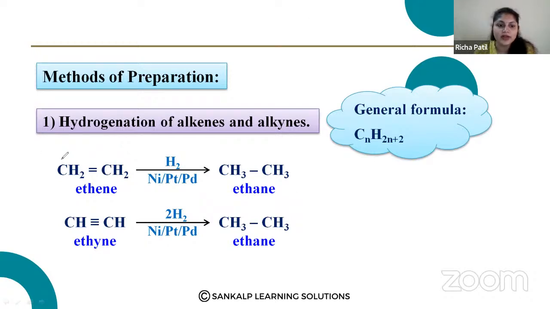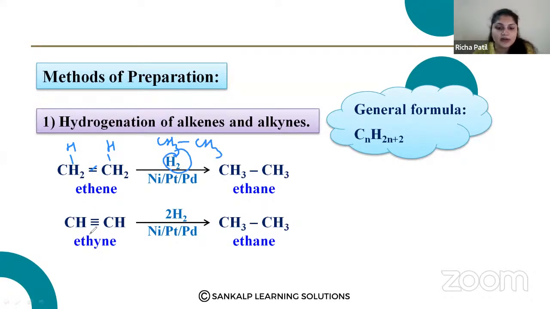Across your double bond, one bond is removed. Here you are adding one hydrogen, and here you are adding one hydrogen. So what it becomes? CH3, CH3. So addition of hydrogen across this double bond.